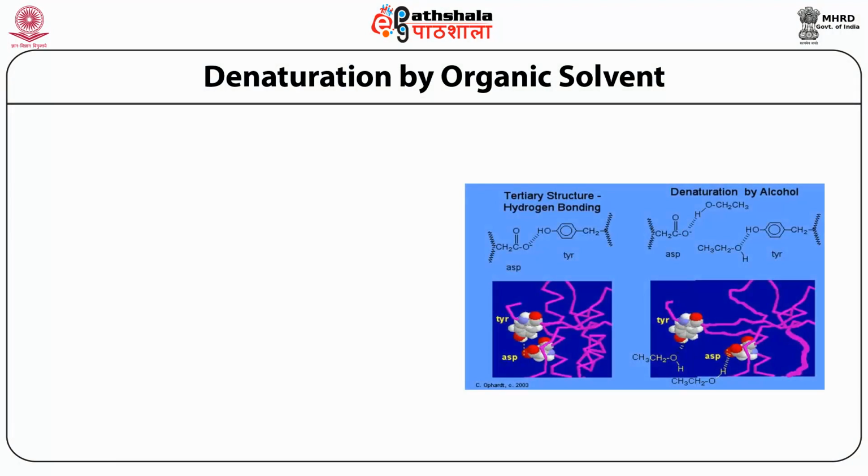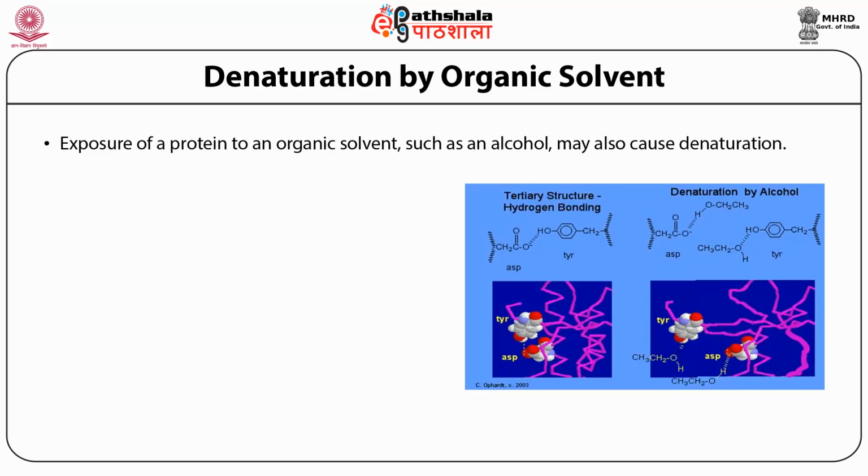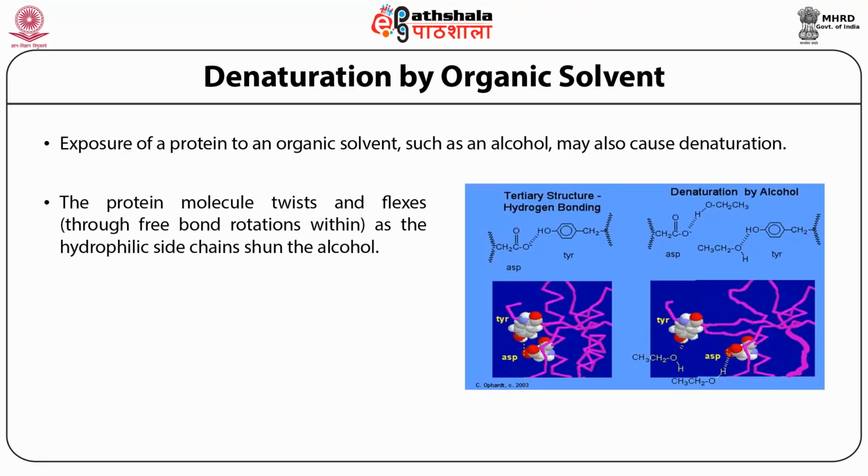Here we discuss the denaturation of protein by organic solvent. Exposure of protein to an organic solvent such as alcohol may also cause denaturation. The protein molecule twists and flexes through free bond rotation as the hydrophobic side chain shuns the alcohol. In this process, hydrogen bonds and ionic interactions can be broken. The alcohol forms hydrogen bonds and thus breaks the intramolecular hydrogen bonds of the protein, which causes the denaturation of the protein.